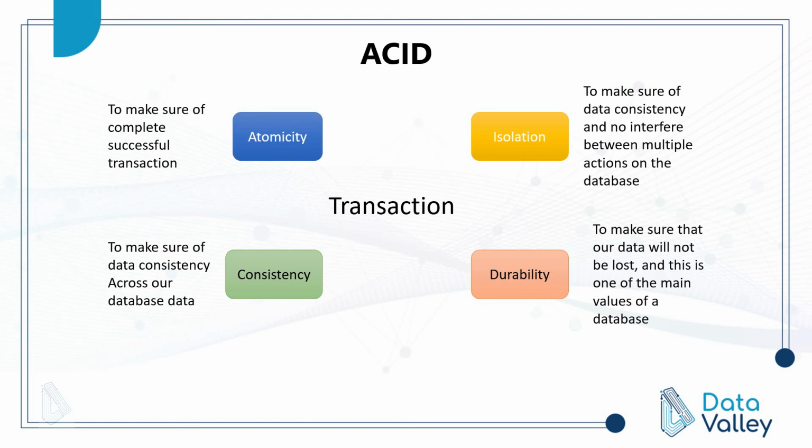We need durability because we need trust. We need to trust that the database system can handle any type of failure and our data will not get lost. So actually, we need the four principles or four properties of ACID, which are atomicity, consistency, isolation, and durability.